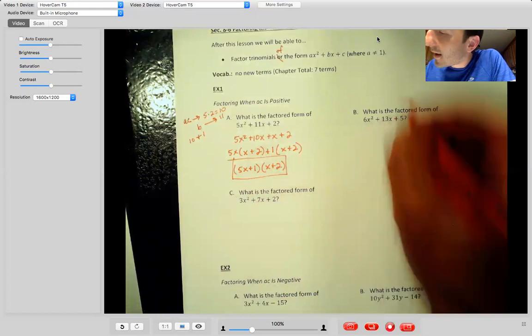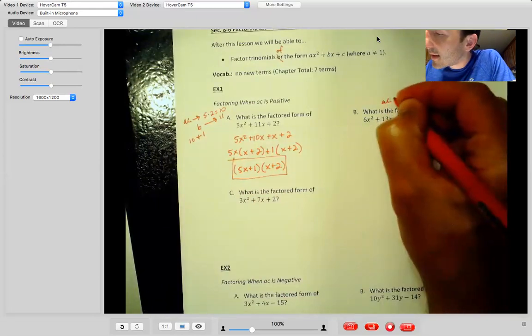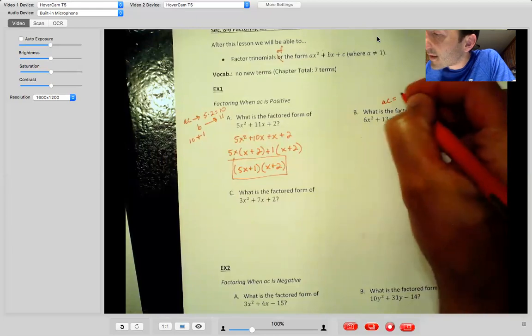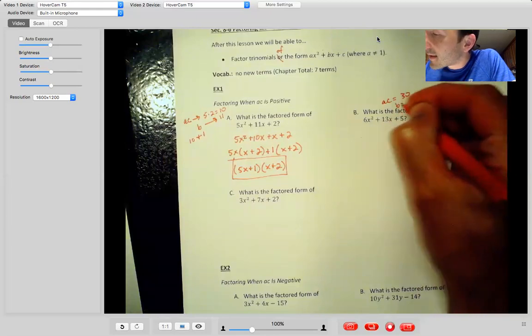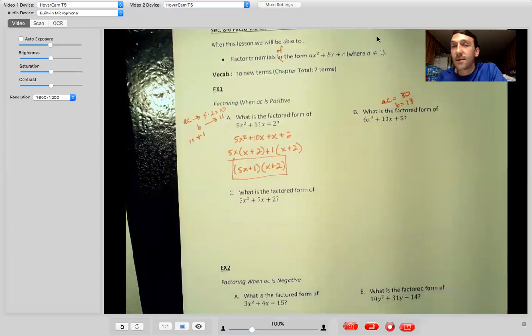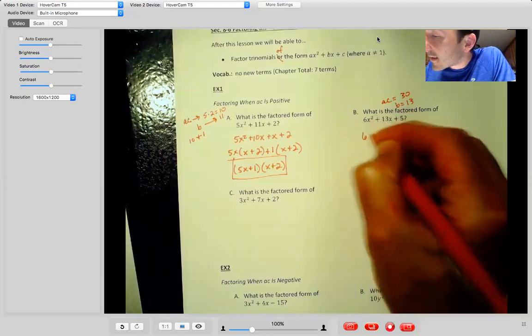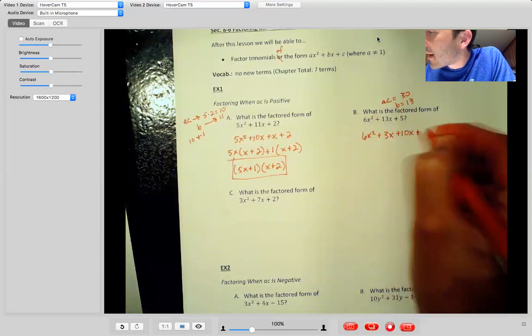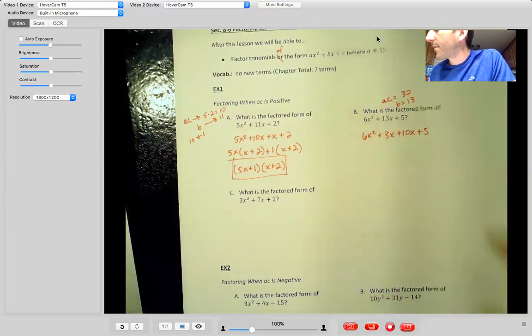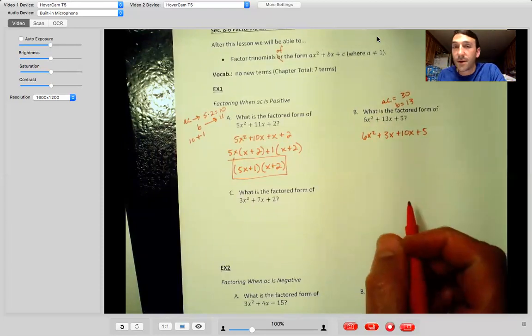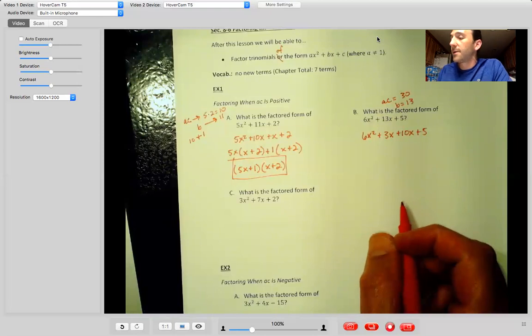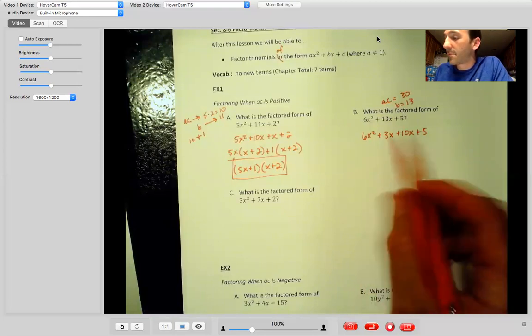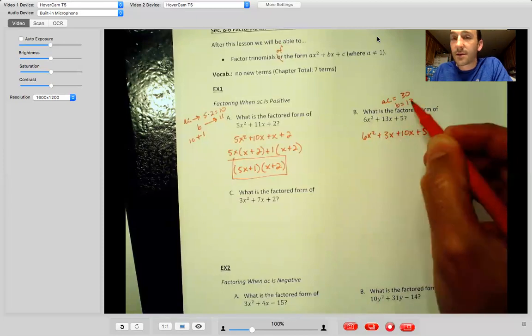Anyways, next one. So a times c here equals 6 times 5 is 30. And then b is 13. So what multiplies to 30 and adds to 13? That's going to be 10 and 3. So we go 6x squared plus 3x plus 10x plus 5. And the order there didn't matter on the first two. Notice I said 10x and 3x and then wrote them the other way because it just doesn't matter. And remember, we picked those because 3 times 10 is 30 and 3 plus 10 is 13.